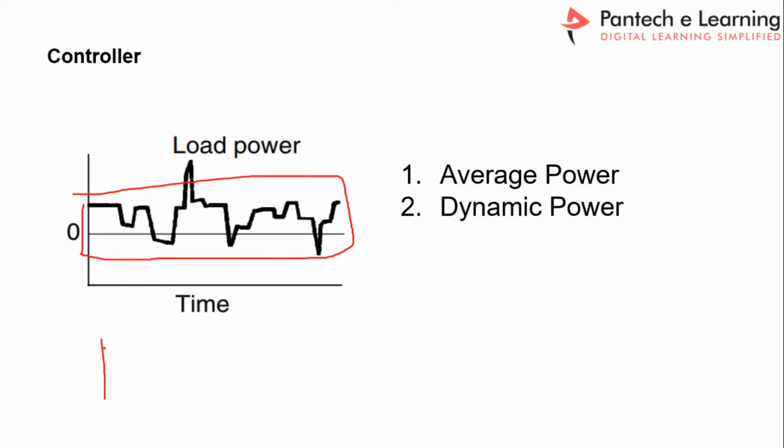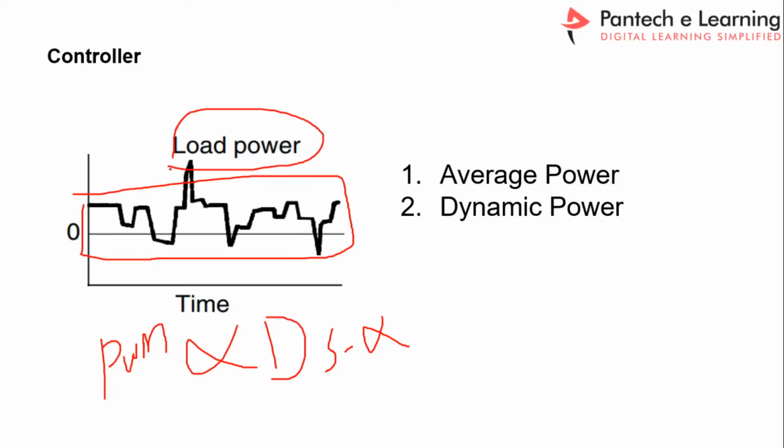So the PWM is directly proportional to the drive signal. This is directly proportional to the load power. Here the load power denotes the instantaneous power. The instantaneous power is nothing but this: whenever the motor speed is high, the PWM will be high. Due to that, the power will be high.